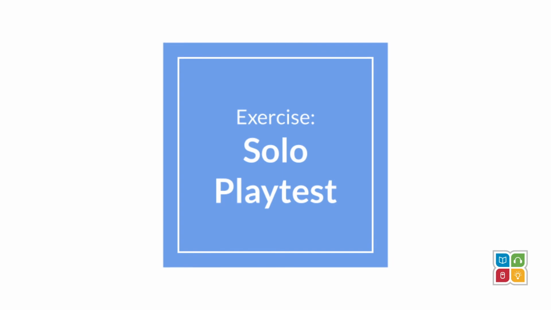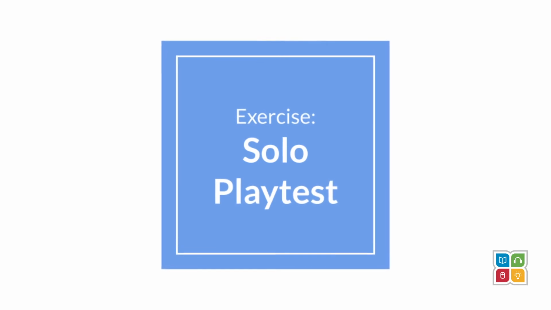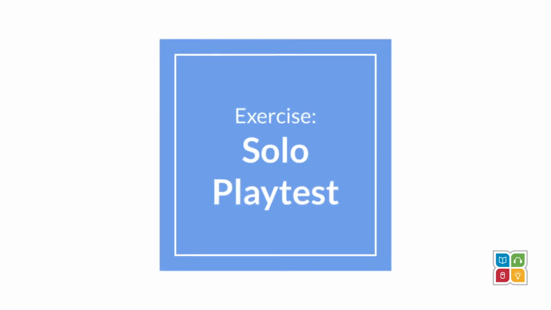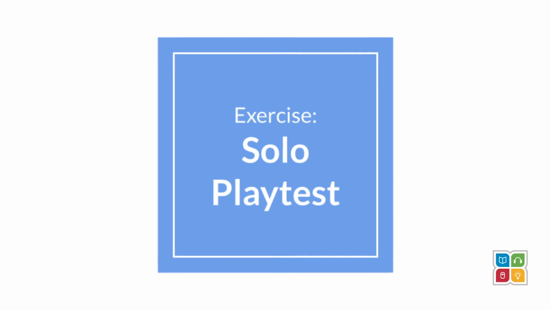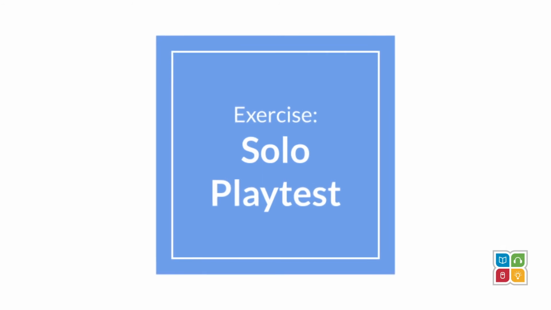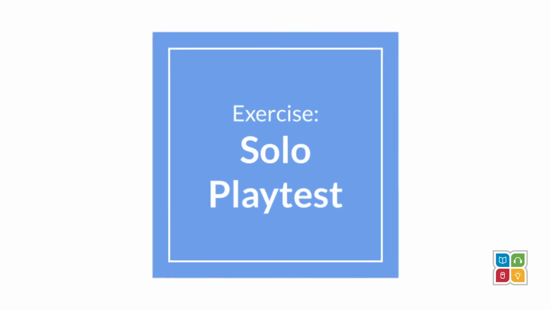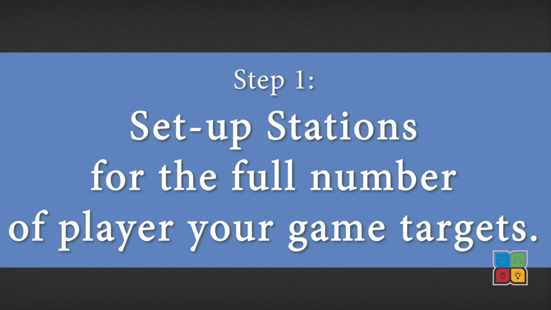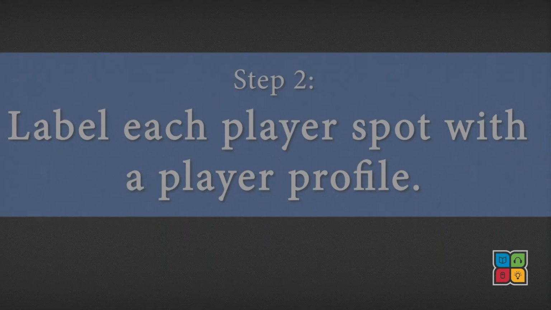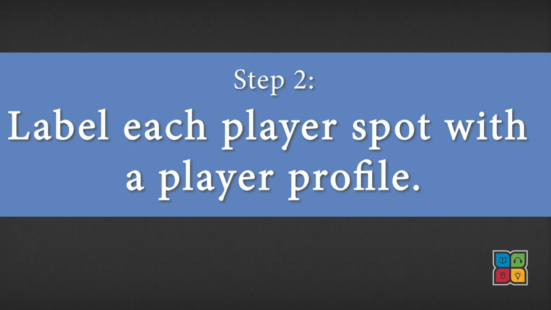For this week's exercise, we want you to try and do a complete run-through of your game by yourself using multiple approaches. To accomplish this, you'll utilize some of the playstyle profiles brought together by a blog post on 3D Total Games. Set up stations for the number of players your game is targeting. Put out a piece of paper at each spot and write a profile on each one to help you keep track of which is which.